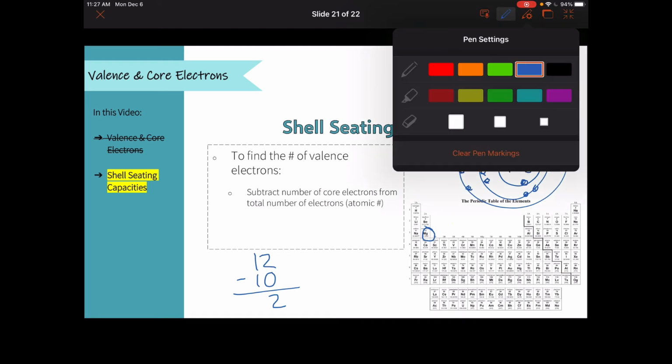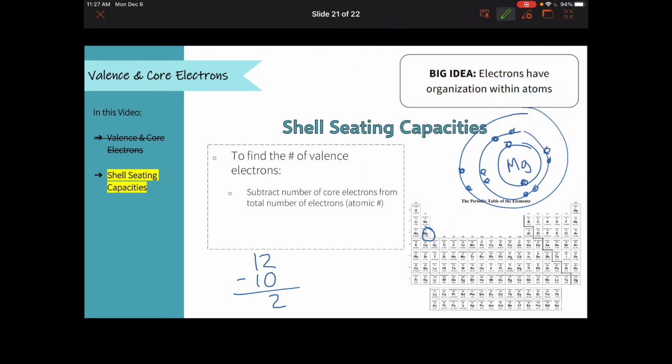The other way to think about this is to look at how many elements into the row the element that we are looking at is. So for magnesium, I'm going to start at the beginning of the row and I'm going to count in. Magnesium is the second element in its row, so it has 2 valence electrons.